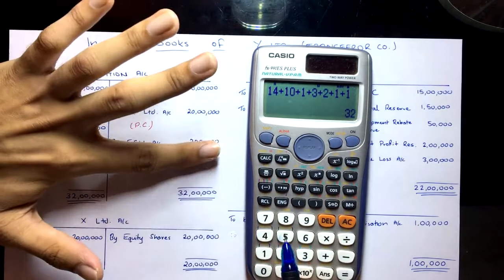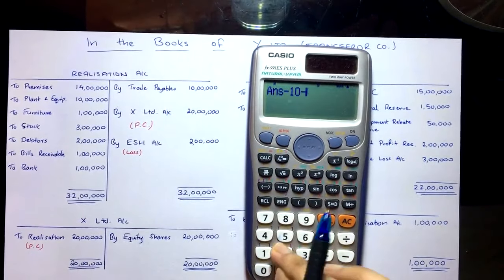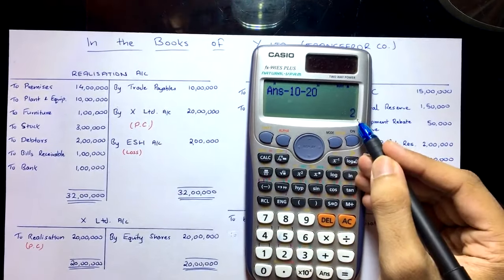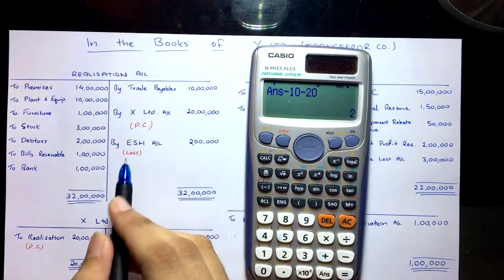Now this is not there, right? See here, minus, just subtract that, 10 minus 20. So the balance is how much? 2 lakh. And 2 lakh balance is coming on the credit side. So that is what? That is loss.